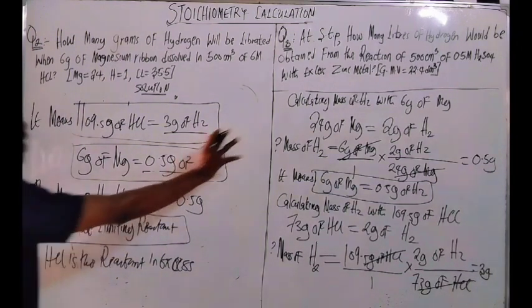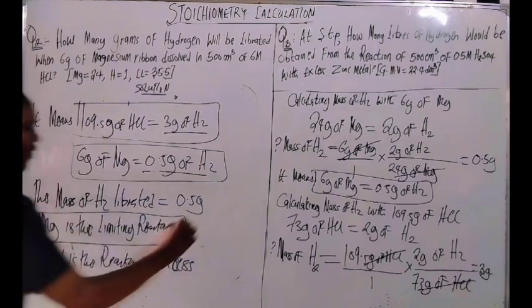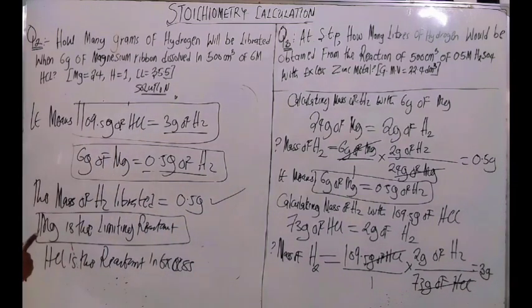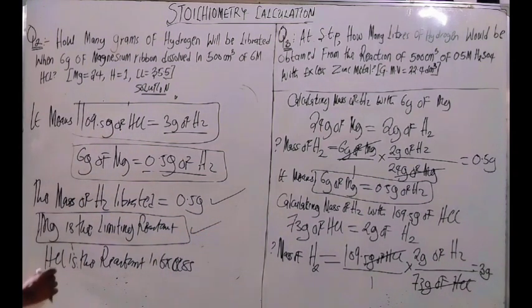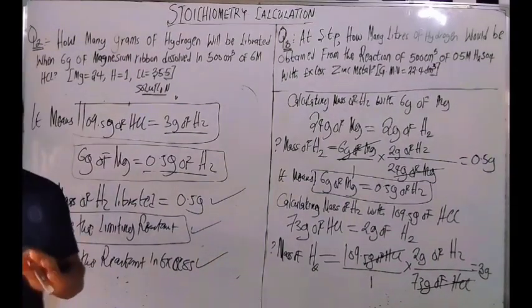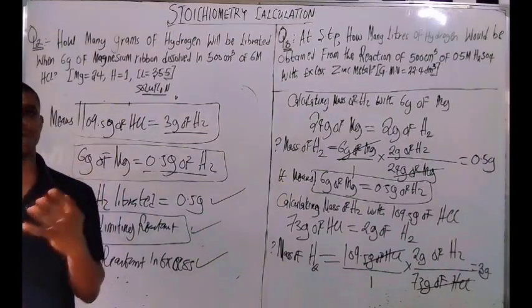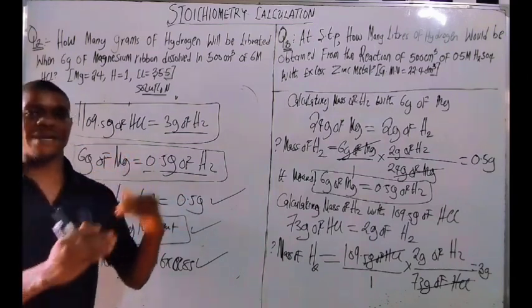So with this calculation, I've got the mass of H2 liberated in the chemical reaction. I have known the limiting reactant. Number 3, I have known the reactant in excess. Hope you understand this. These are key things you need to understand. Different textbooks have different explanations.